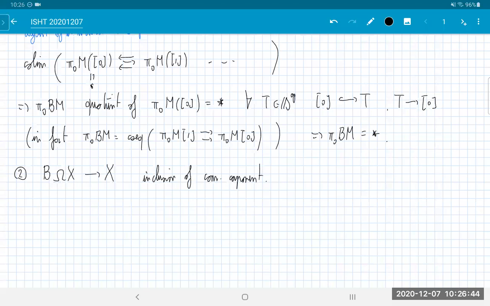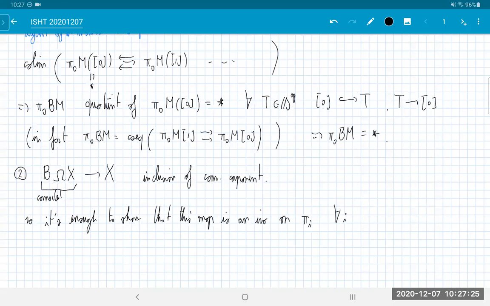Now, it's clear the image is contained there because this guy, B, is connected. So it factors through the connected component of the base point. If you have a connected pointed space and you map it to some other pointed space, it has to land in the connected component of the base point. So it's enough to show that this map is iso on pi I for all I greater or equal than one.